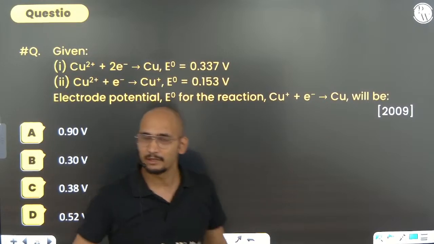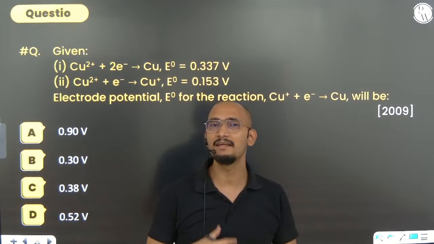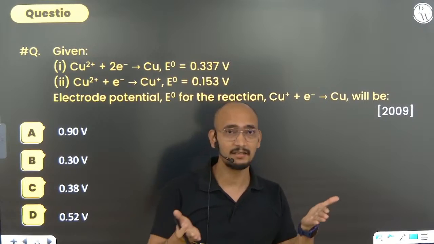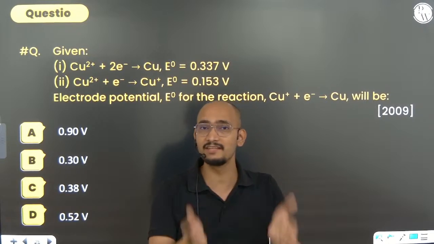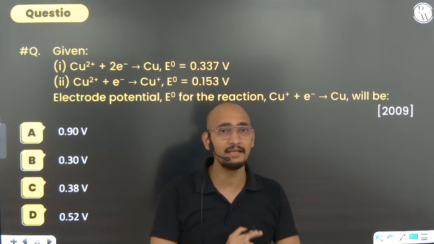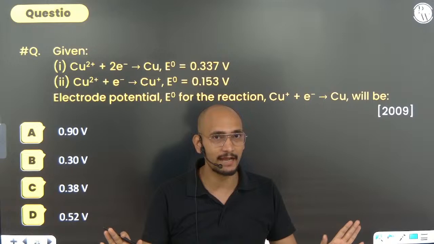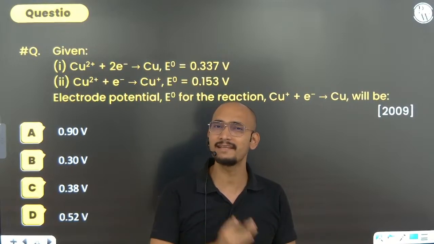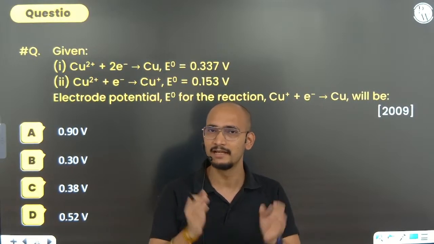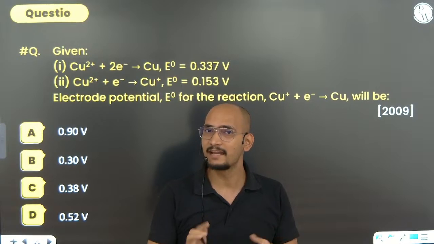Always remember, E cell is an intrinsic or intensive property for a reaction. If you are adding or subtracting reactions, E cell is not added or subtracted. But what is an extensive property? I hope everyone knows that Gibbs free energy is an extensive property.